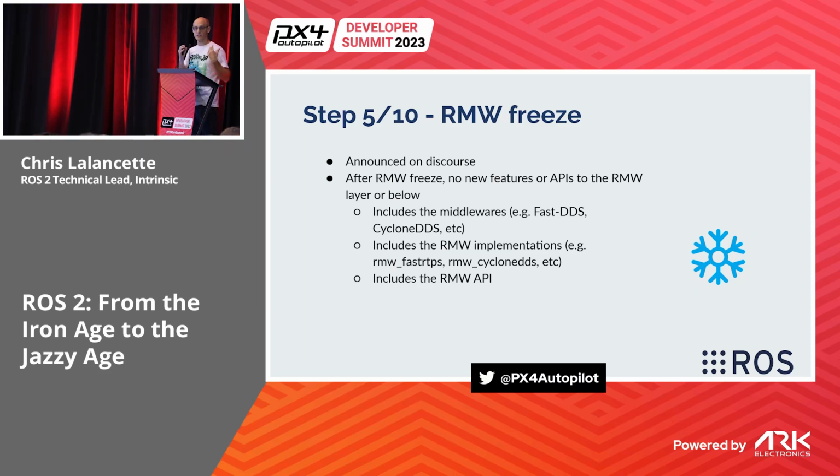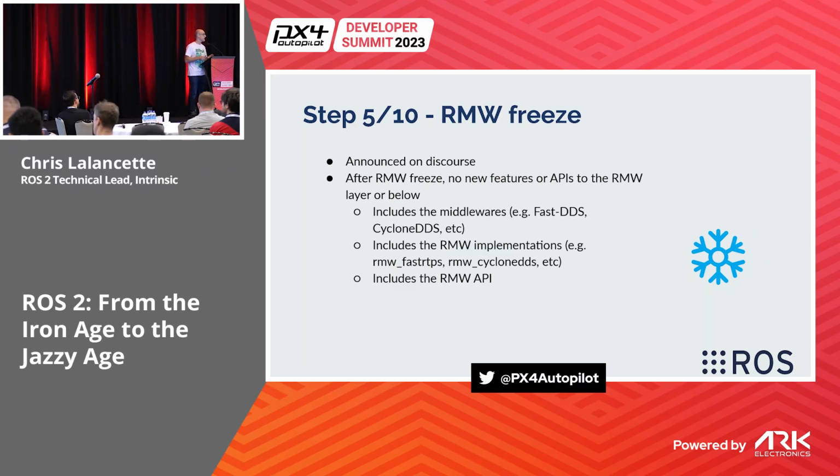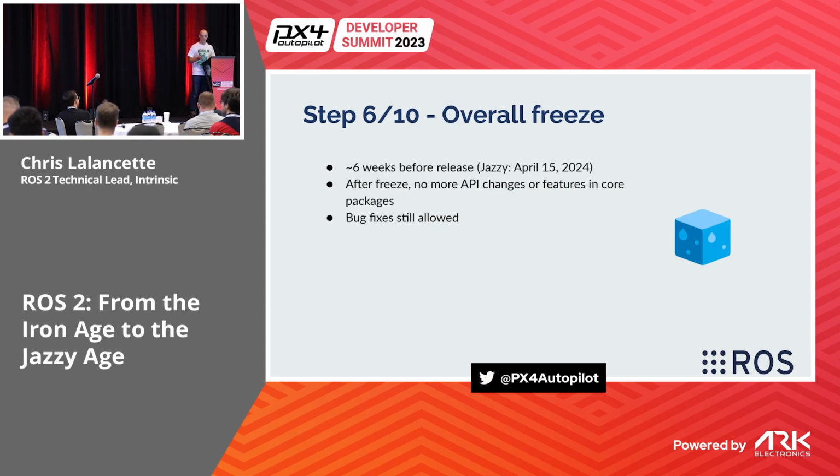And this is purposely an abstract interface that is not tied to any particular middleware. But of course, the middleware is sort of the heart of ROS 2, and so we freeze the RMW about a week or two before we freeze everything else. So the freeze means no new APIs into that RMW or no new changes to that API, no new updates to the middleware vendor packages themselves, Fast DDS, Cyclone, et cetera, and the implementations that translate between them. We'll still accept bug fixes, but no new features and no API changes.